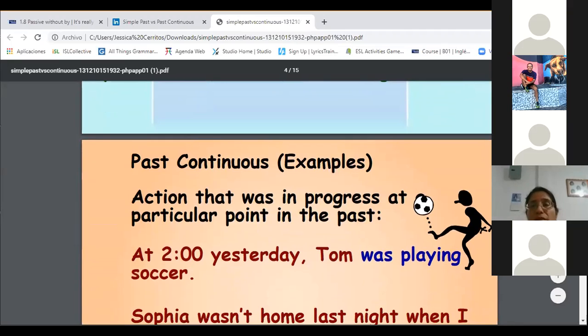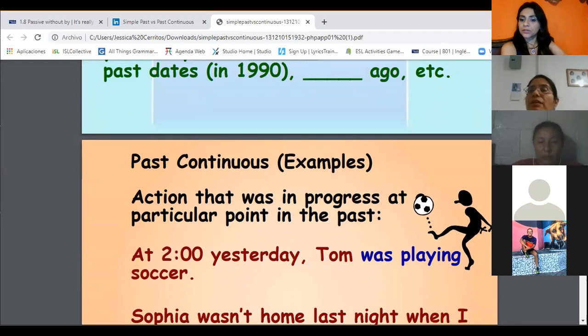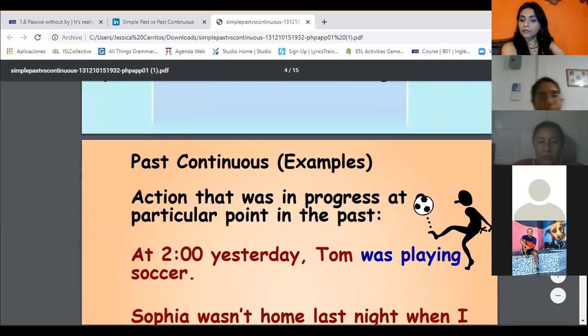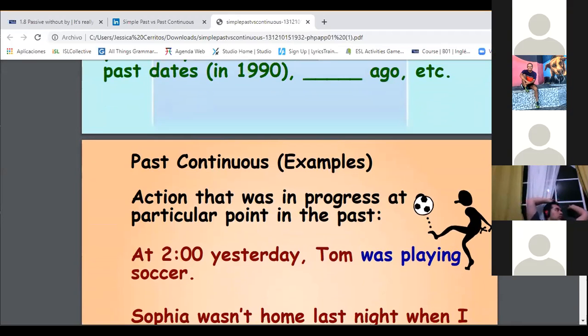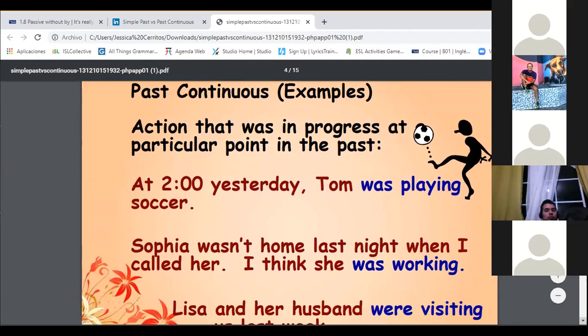Now I need someone else to read the past continuous examples. Who wants to read the past continuous examples? I need a volunteer? Okay. Hi. Past continuous examples.